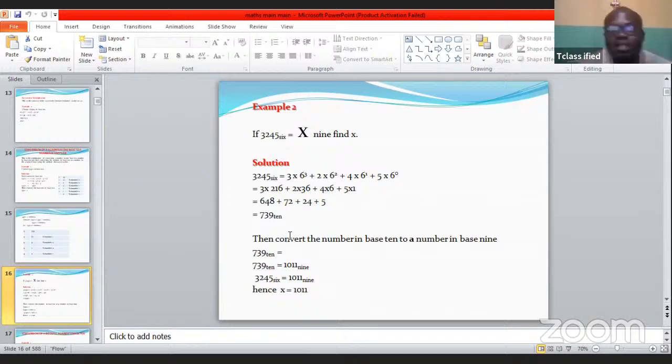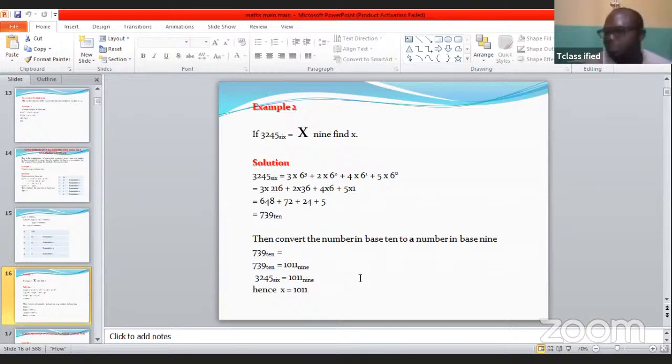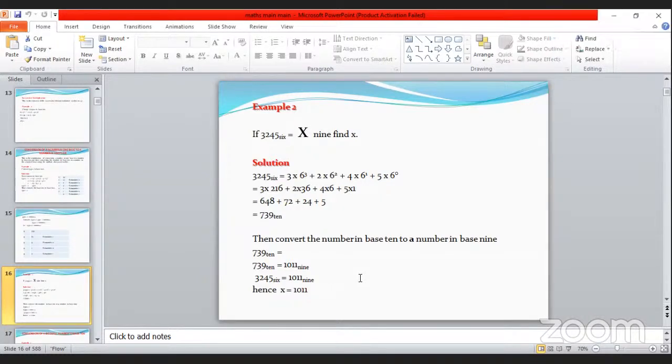Then whatever you get in base 10, now convert it to base what? 9, which you can do by what? Repeated division. Is it by repeated division? Then you collect the remainders from down up. So this is the number you get, 1011. So can you get how you can solve such problems, in case you see them? Yes, clear, sir.